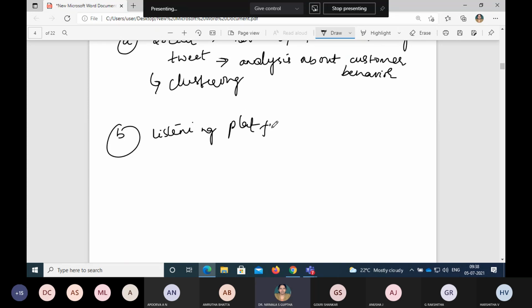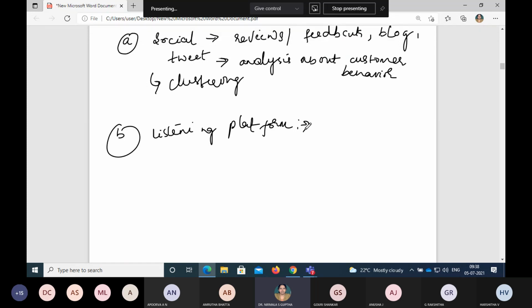Listening platform. So what is this listening platform with respect to your text mining application? The listening platform is also a text mining application that gathers social data in real time, such as blogs and other textual feedback, and filters out what is necessary. So it extracts the true consumer sentiments, the true information about the customer.